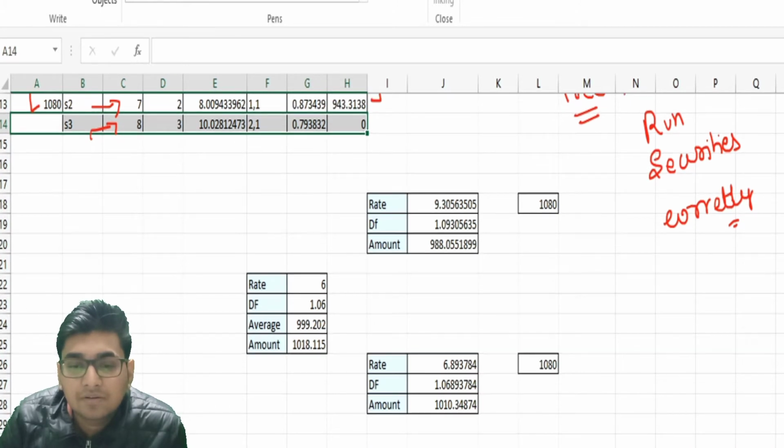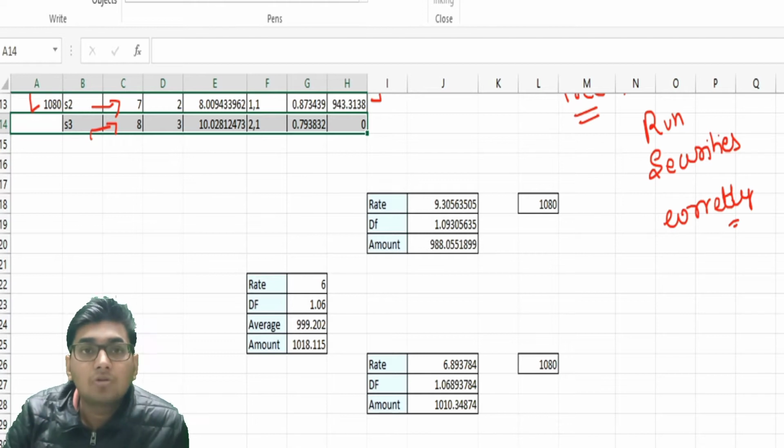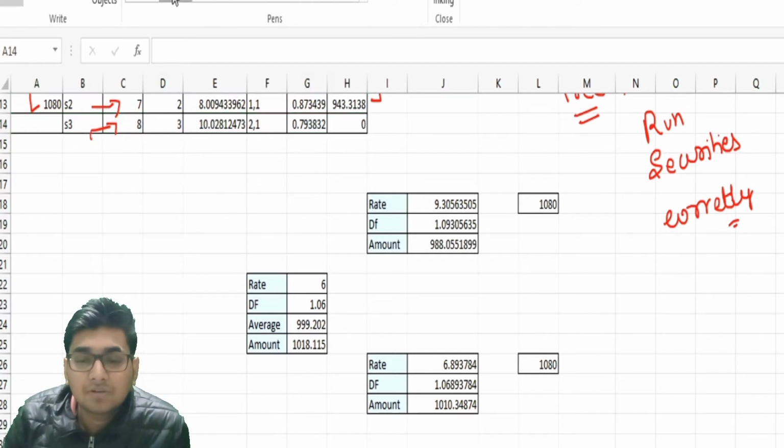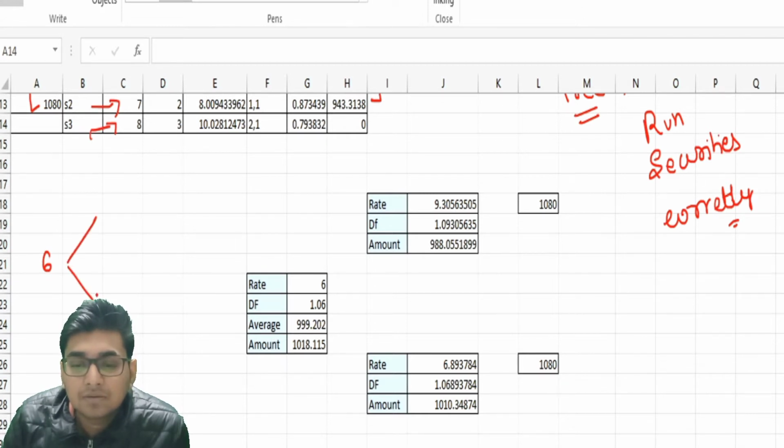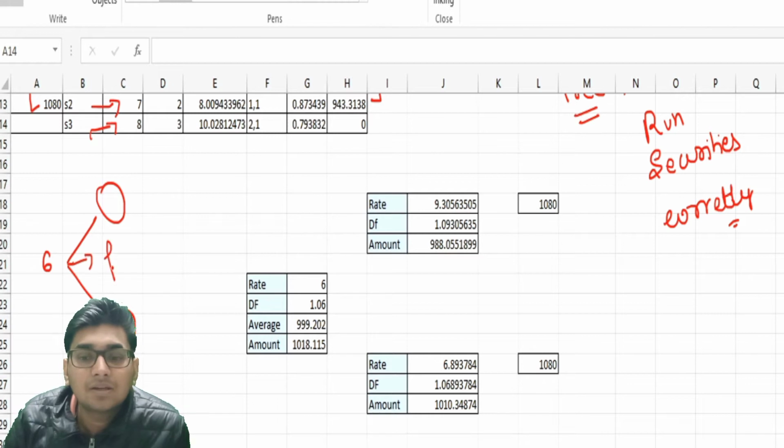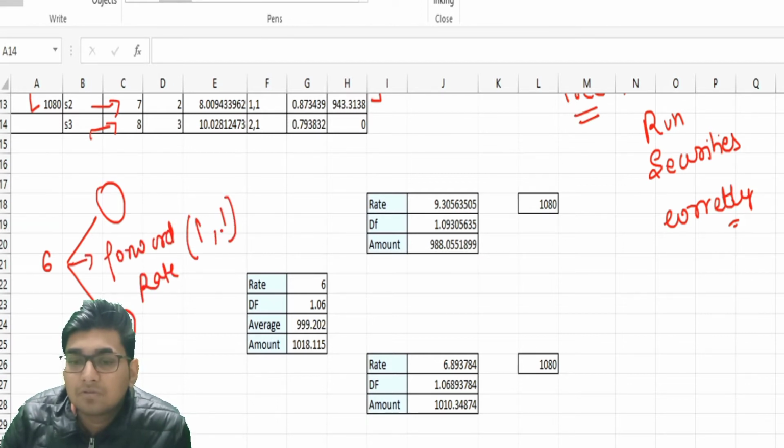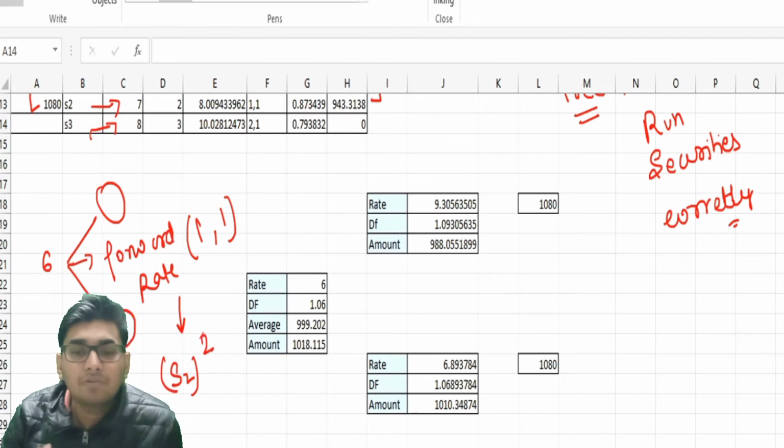Forward rate for 1 year after 1 year. How to calculate the forward rate for 1 year after 1 year? It is simple. S2 whole square divided by S1 to the power 1. Then if you solve this equation, you will be able to find out the forward rate. And over here I have already given you the forward rate. I have already calculated this forward rate, and this forward rate is actually calculated with the help of a formula.